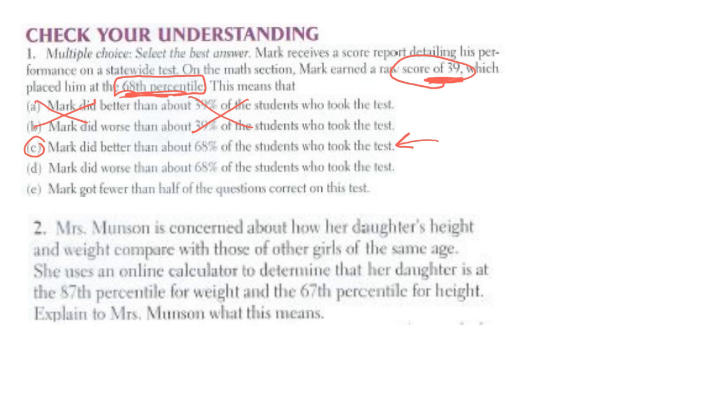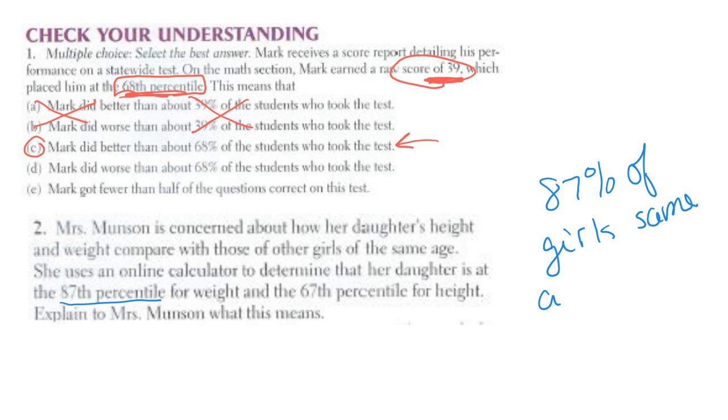Okay, so for the next one, explaining to the mother what this means about her daughter. So if we're looking at this, the online calculator determined the daughter's at the 87th percentile for weight. So what that would mean is that 87% of girls her age, of girls of the same age, so being specific there with understanding that we're not comparing her to people that are 10 years older than her or much younger. 87% of girls of the same age weigh less than her daughter.